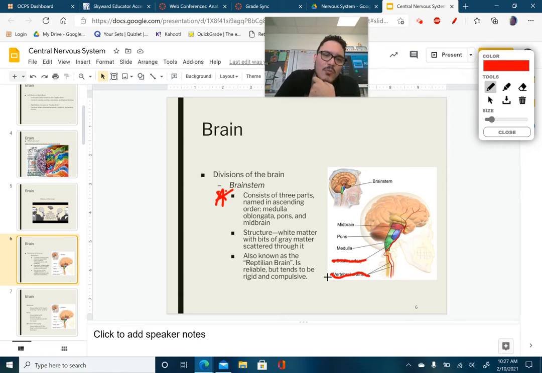It is also known as the reptilian brain. Why the reptilian brain? Because our ancient ancestors, way before mammals existed, lizards and basically reptiles and even amphibians before them, had a similar brainstem structure. It is reliable, so this is usually helpful for survival purposes, but tends to be rigid and compulsive. So that is one of the downsides of that reptilian brain, as we call it.